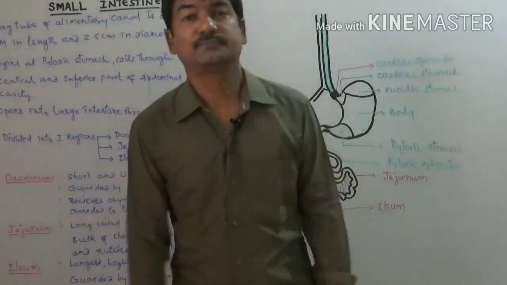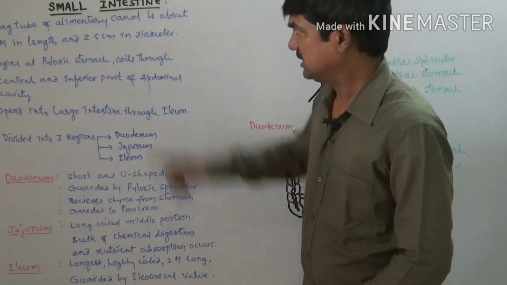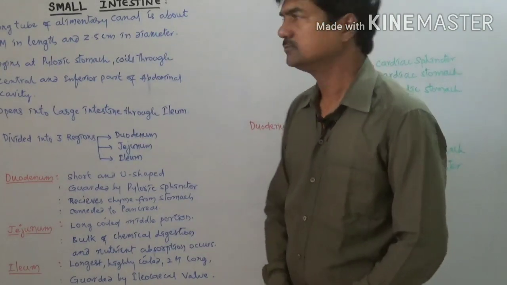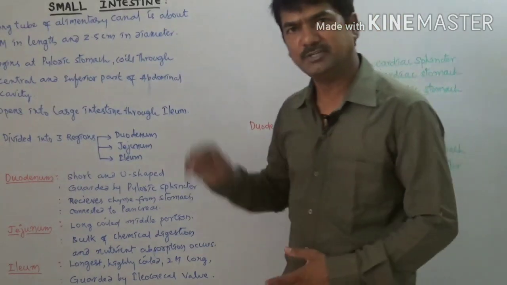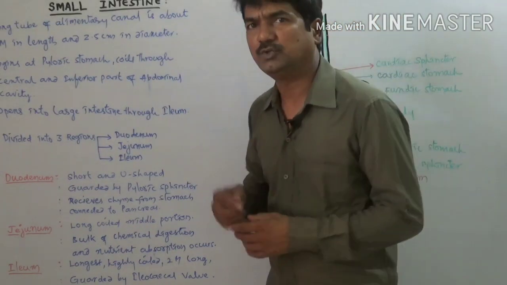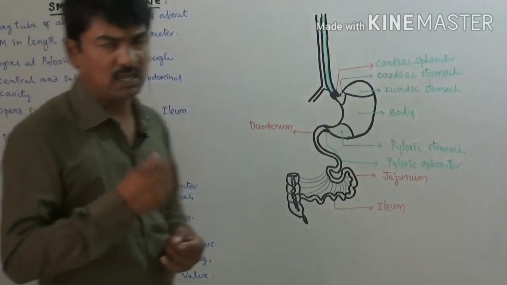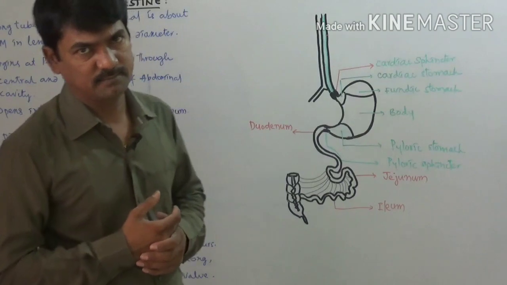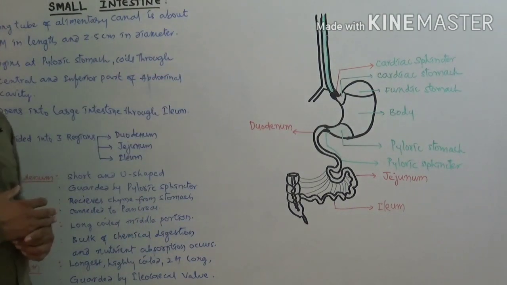Small intestine. It is also the most important part present on the alimentary canal, and it is a long tube of the alimentary canal. It is about 3 meters in length and 2.5 centimeters in diameter. So this is the longest part of the alimentary canal. And you see, it begins at the pyloric stomach.